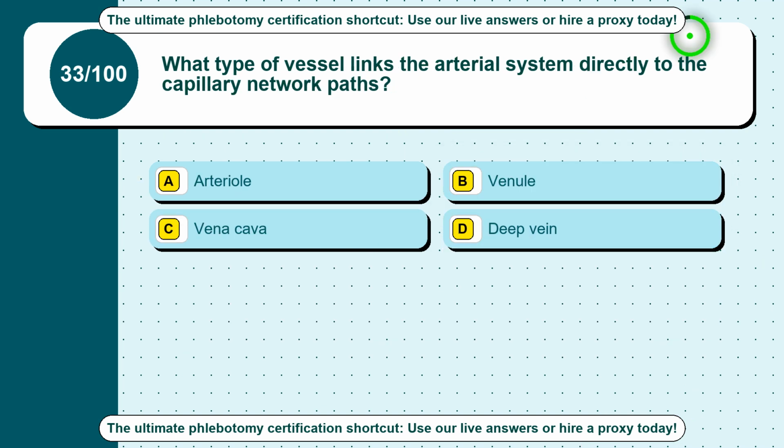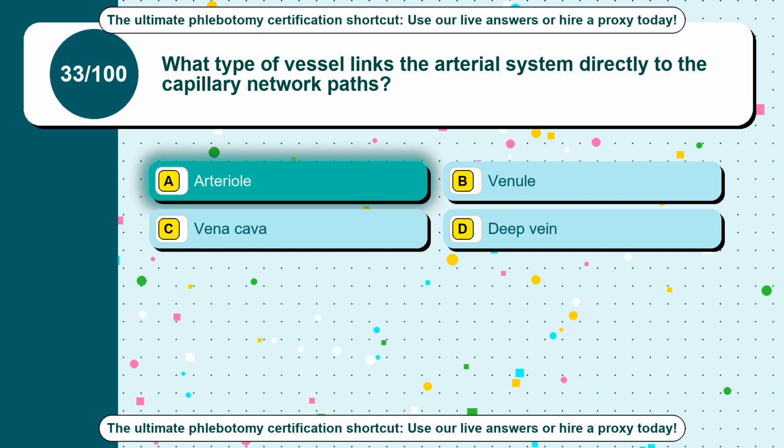Question 33. What type of vessel links the arterial system directly to the capillary network paths? Option A, arteriole. Option B, venule. Option C, vena cava. Option D, deep vein. The correct answer is option A, arteriole.